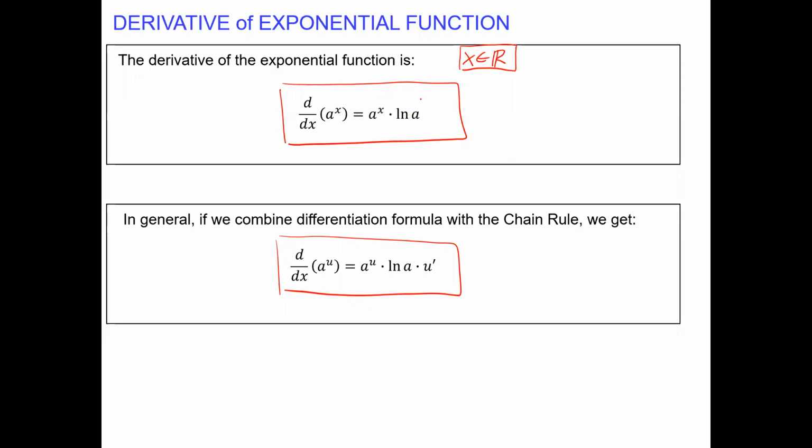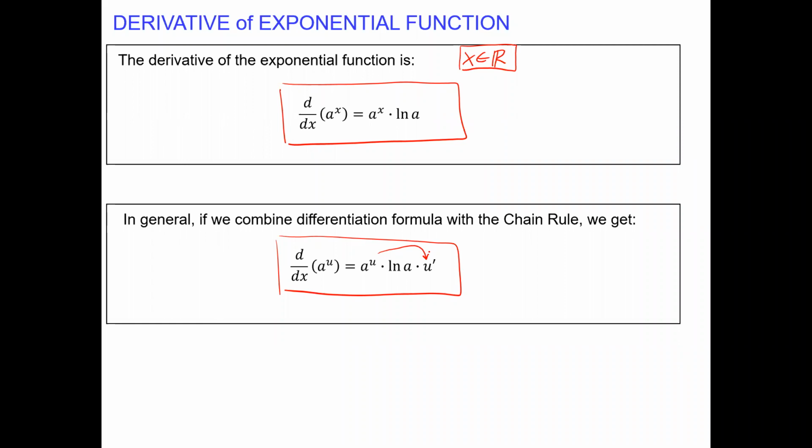Of course, we know what this means, the slope, but that's the formula. If we combine it with the chain rule, a to the power of u, where behind u we have another function, we follow the same formula, a to the u times ln of a, however, times the derivative of that inner function, derivative of u, which is u prime, and that's our chain.